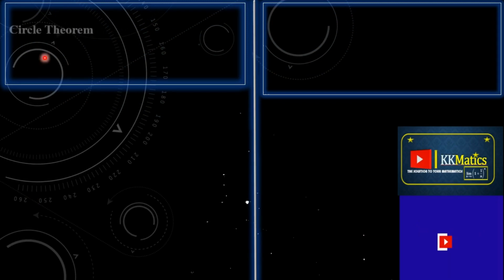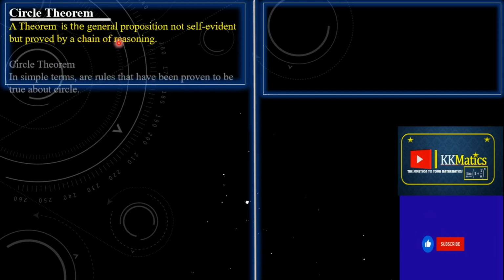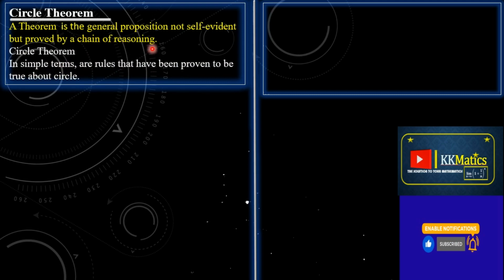Today we'll be dealing with the circle theorem. Before that, we have to talk about what a theorem is, because it's important to understand. A theorem is a general proposition, not self-evident, but proved by a chain of reasoning. Put simply, you can say they are rules that have been proven to be true about circles.